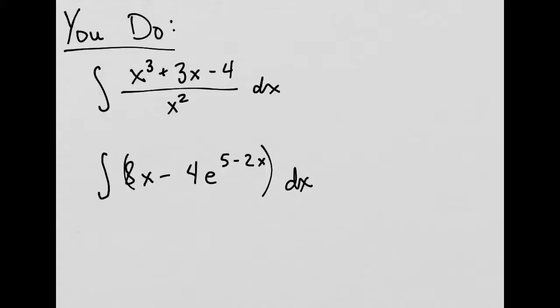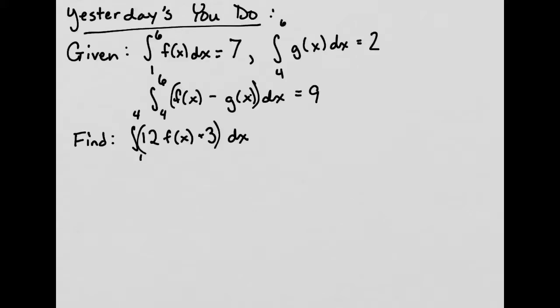So now let's look at yesterday's you-do. Okay, so this was yesterday's you-do problem. So you were given the derivative of f of x, not the derivative. The definite integral from 1 to 6 of f of x dx is 7. The definite integral from 4 to 6 of g of x dx is 2.